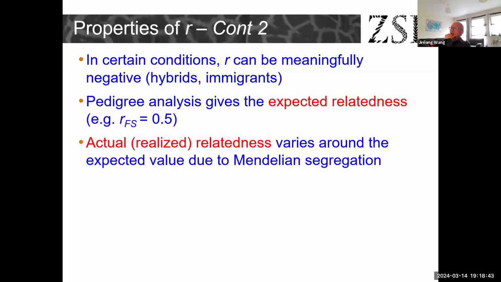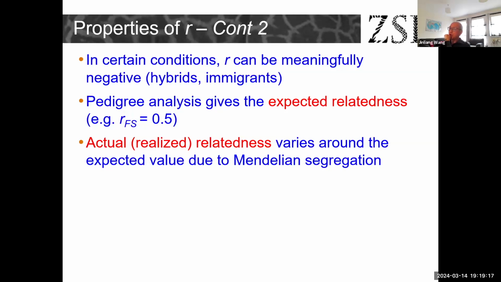So another point I want to discuss is that, with pedigree-based analysis, pedigree gives us an expected value of relatedness. For example, full siblings are 0.5. This is true regardless of the population you are talking about or the species you are talking about. Two full sibling elephants, two full sibling ants, they have the same relatedness, 0.5.